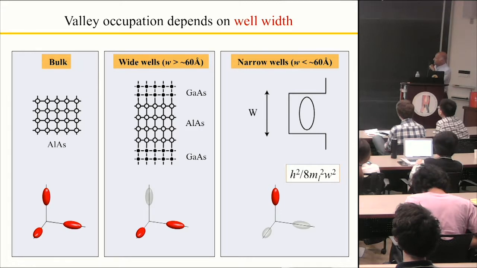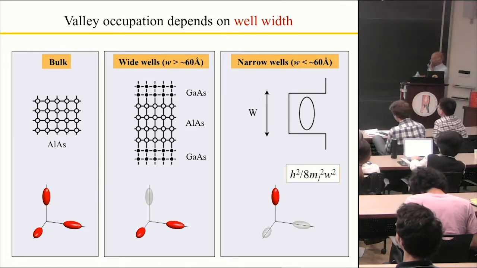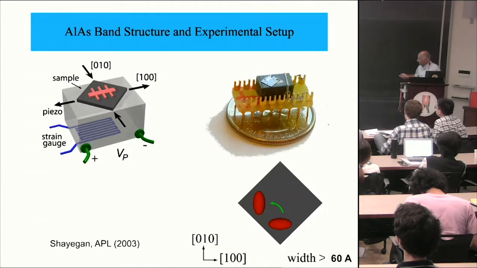But it turns out for medium-sized wells, bigger than this, these in-plane valleys become occupied, and the reason for it is that aluminum arsenide grown on gallium arsenide is under slight biaxial compression. The lattice constants don't match. This has a slightly larger lattice constant, so it's under biaxial compression, and that pushes the energy of these valleys down. So for wide wells that I'm talking about, this is the case.